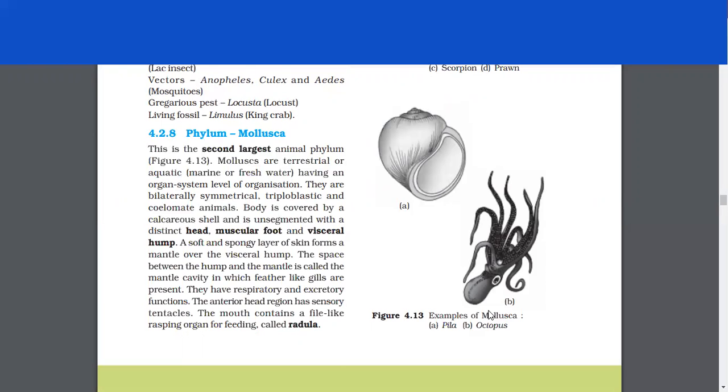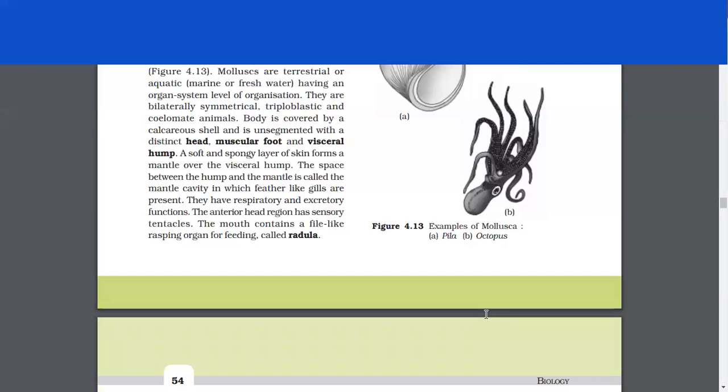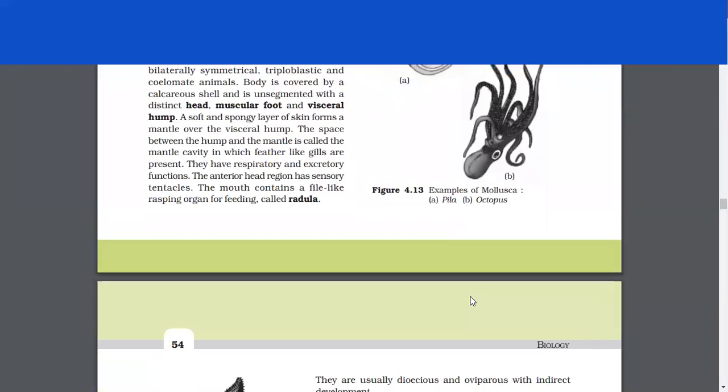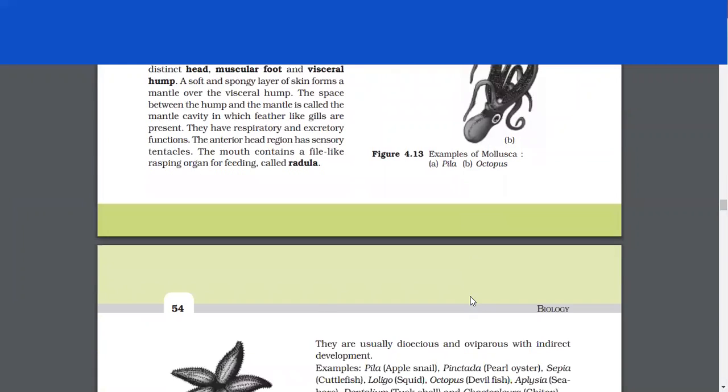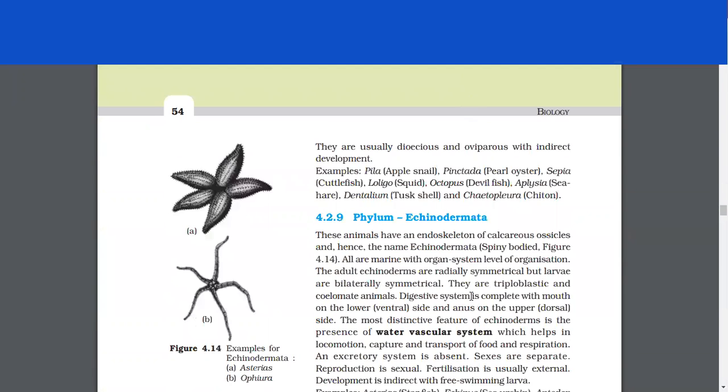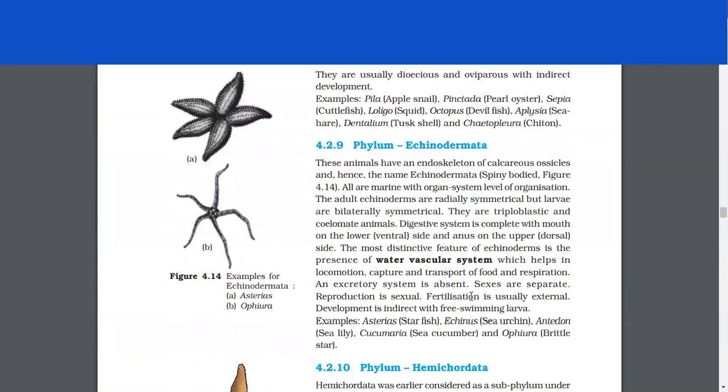The space between the hump and the mantle is called the mantle cavity, in which feather-like gills are present. They have respiratory and excretory functions. The interior head region has sensory tentacles. The mouth contains a file-like rasping organ for feeding called radula. They are usually dioecious and oviparous with indirect development. Examples: Pila, Pinctada, Sepia, Loligo, Octopus, Aplysia, Dentalium, and Chaetopleura.